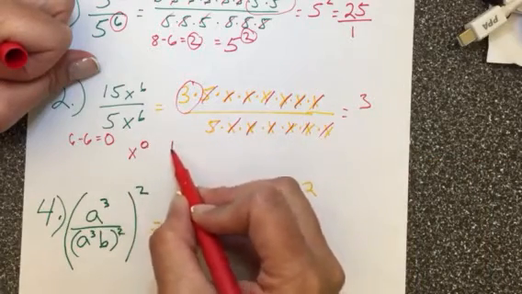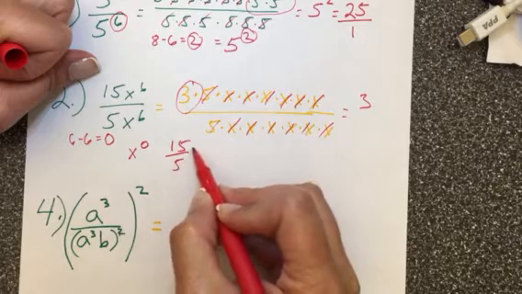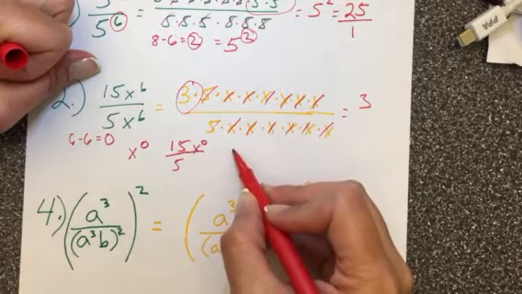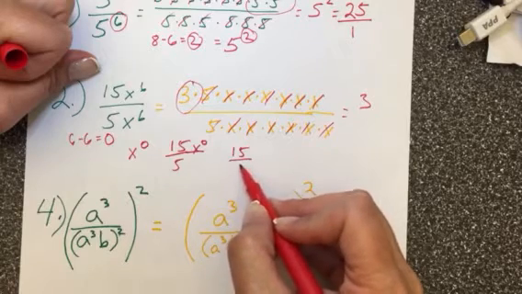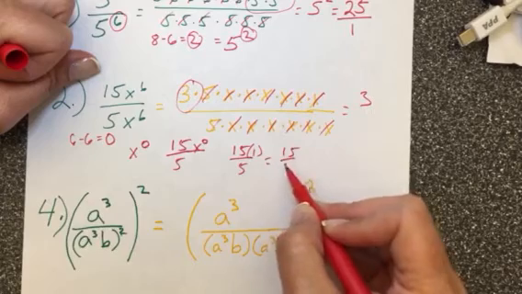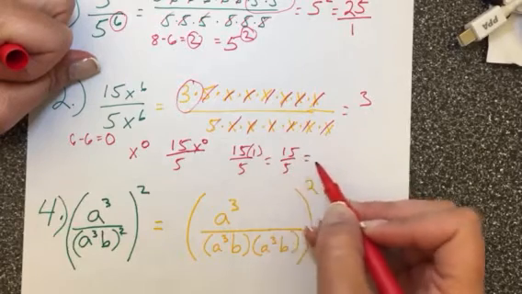I end up with 15 over 5 x to the 0. Well, x to the 0 is just 1. And 15 over 5 times 1 is equal to 15 over 5. 15 divided by 5 is what?